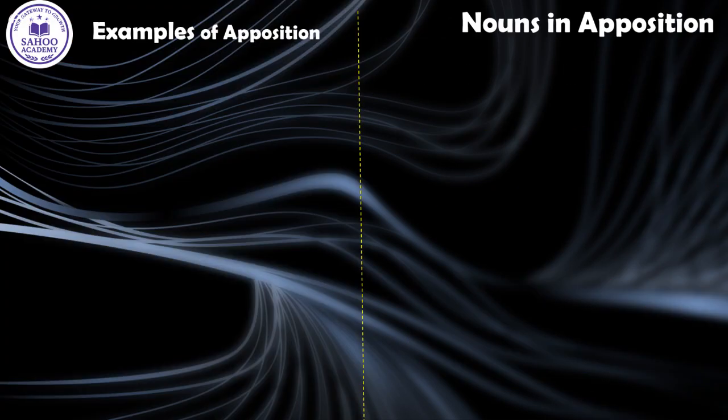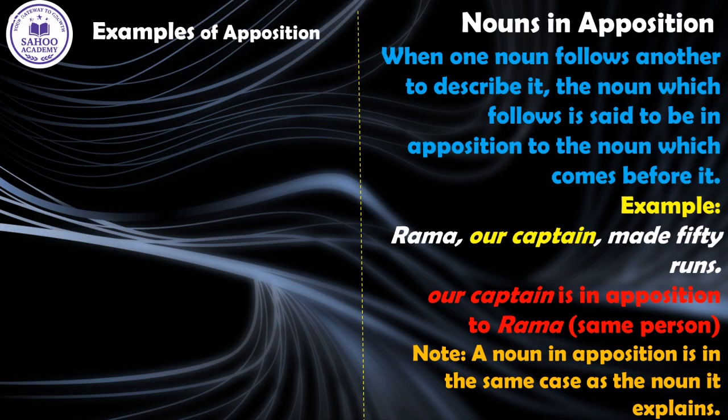Nouns in apposition. Now let us learn about nouns in apposition. Look at the right side of the slide. When one noun follows another noun to describe or explain it, the second noun is said to be in apposition to the first noun. Look at the example first. Ramo, our captain, made 50 runs. Here our captain describes Ramo. Both refer to the same person. So our captain is a noun in apposition to Ramo. Now remember this important rule. A noun in apposition is always in the same case as the noun it explains. Clear?